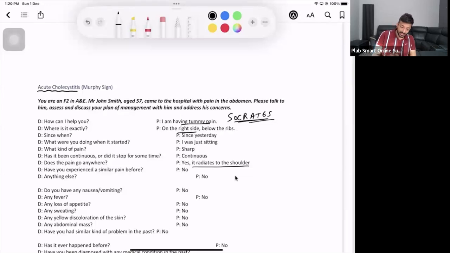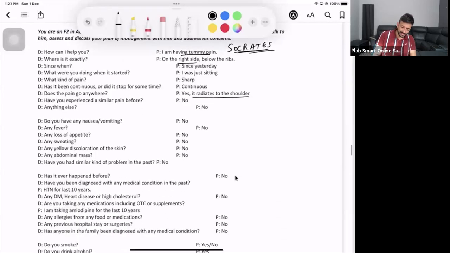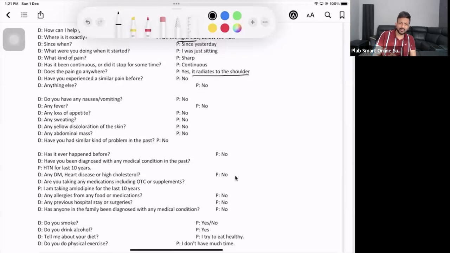So in this station, with this much of history, I think you can ask for other question, any nausea, vomiting, any fever, loss of appetite, any abdominal mass if they have got, itching if they have got, yellow discoloration, jaundice if they have got.